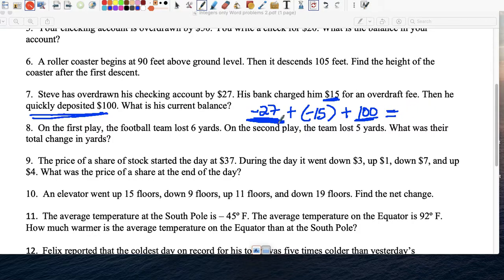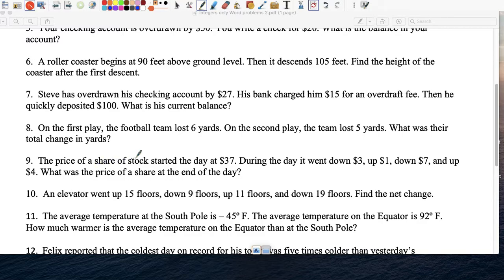Well, let's do these two first. The negative 27 that you overdrew, negative 15 that the bank charged for covering you, that's negative 42, right? So you were all the way down to negative 42. And then you came quickly and you said, you know what, let me put some money in the bank. You put 100. So that 100 covers the negative 42 that you owe the bank, and you're left over with 58 bucks. Yeah, banks, not that nice. Hopefully nobody works in the bank.